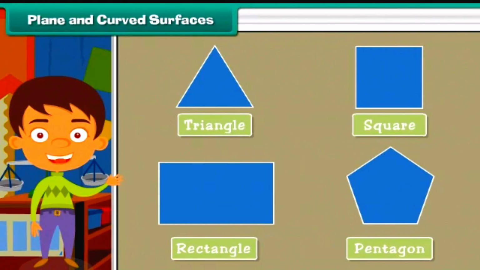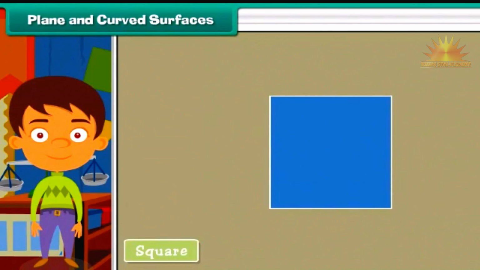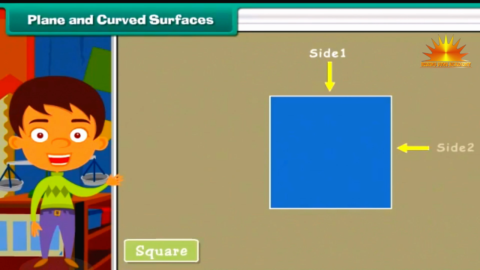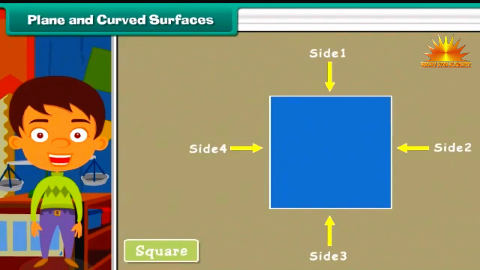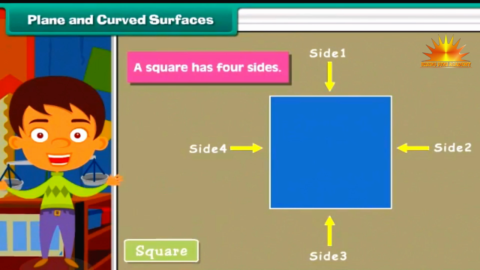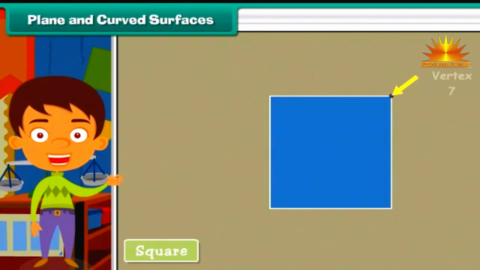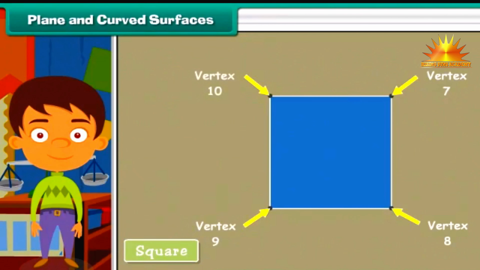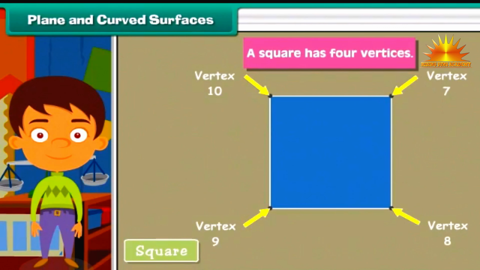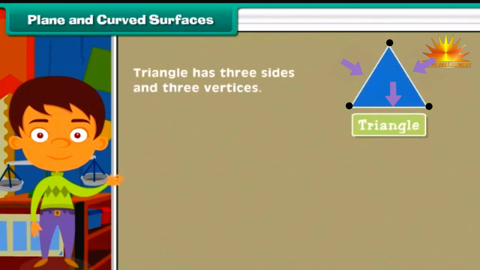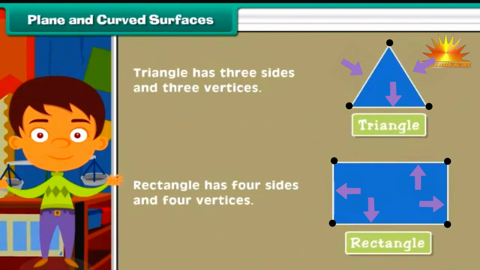Now we'll study plane figures, sides and vertices. Look at this square. Arrows 1, 2, 3, 4 indicate the sides of a square. A square has 4 sides. The point at which 2 sides meet is called a vertex. Arrows 6, 7, 8, 9 indicate the vertices of a square. So here we see the square has 4 vertices. Similarly, a triangle has 3 sides and 3 vertices. A rectangle has 4 sides and 4 vertices.